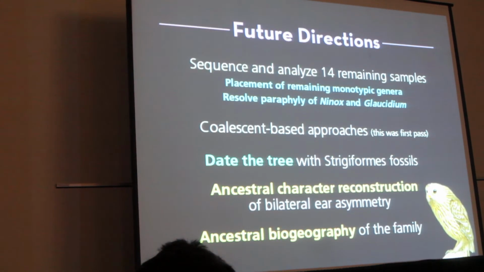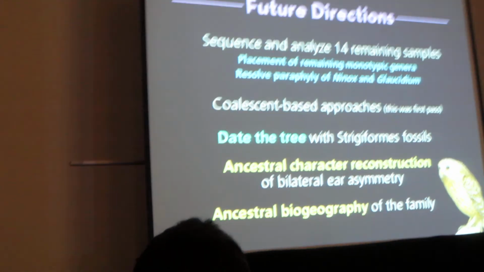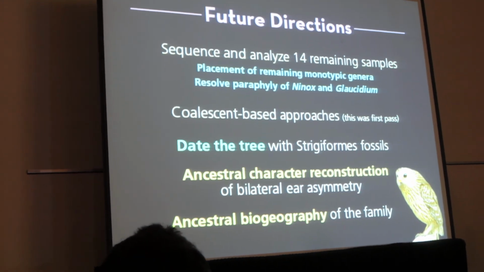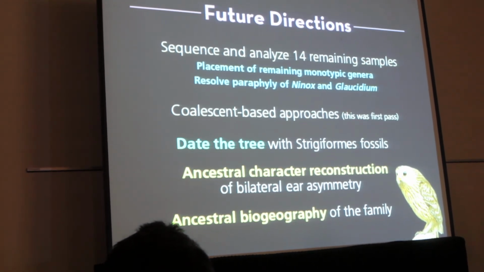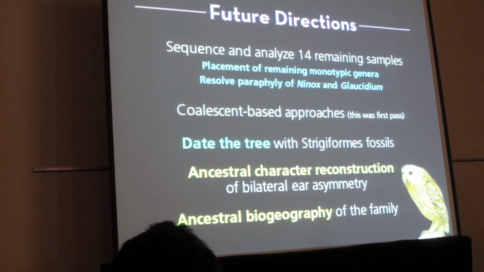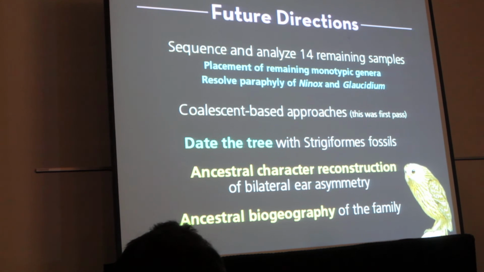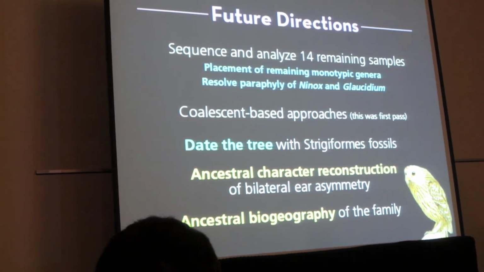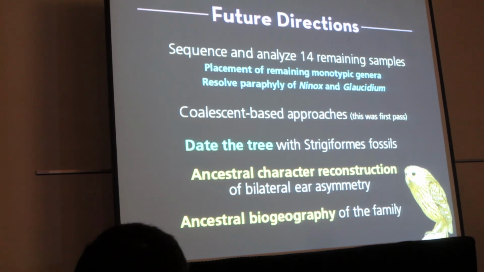So future directions, we have 14 more samples that will complete the taxon sampling at the genus level. Once we have the sequence data back, we'd like to do some coalescent-based approaches. We're going to date the tree using known Strigiformes fossils. There's an excellent fossil record for this group. And use the dated tree to do ancestral character reconstruction and ancestral biogeography, as this is a globally distributed family.